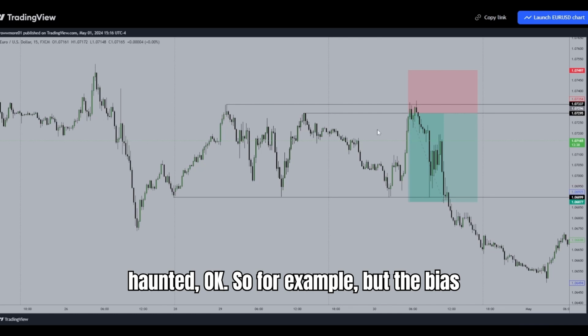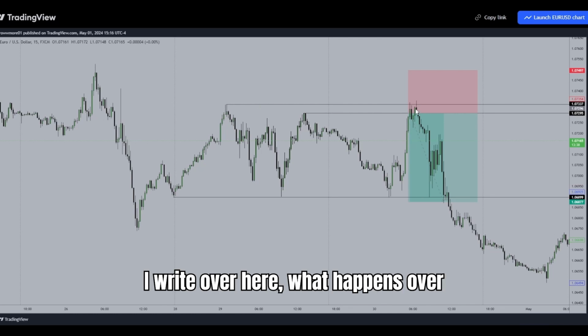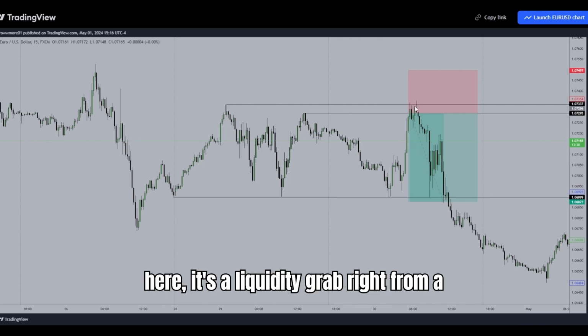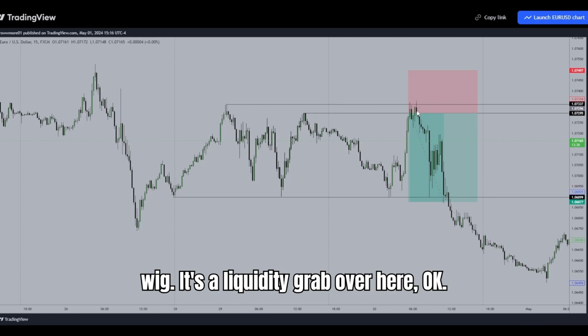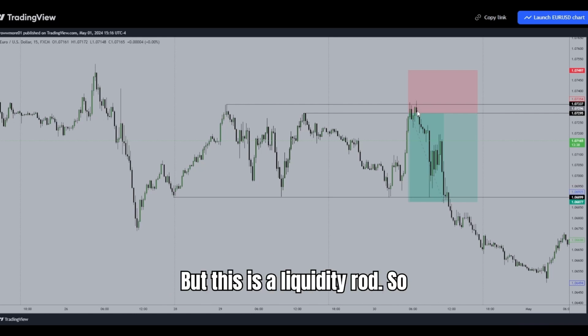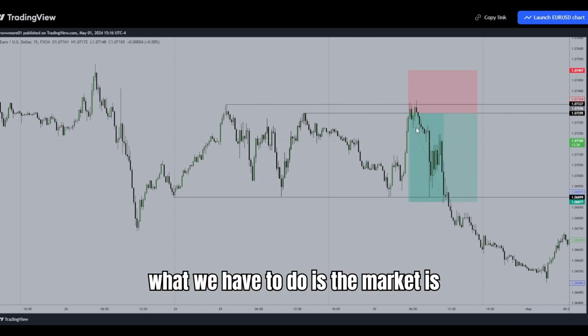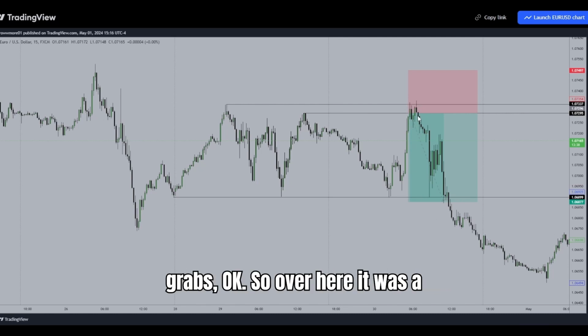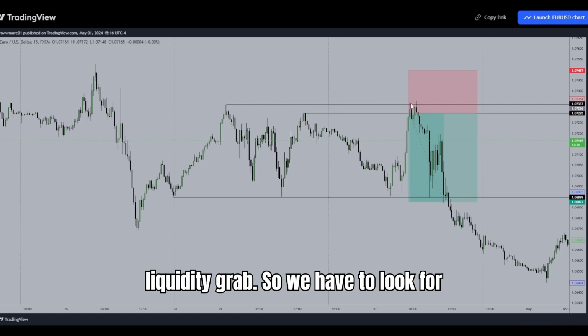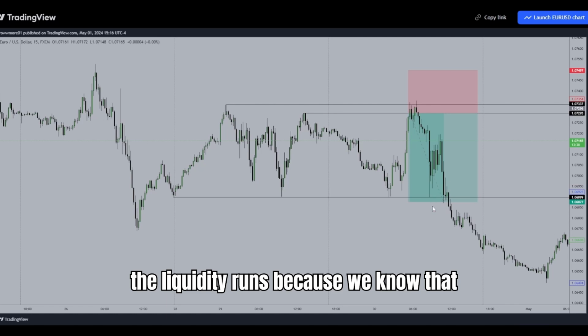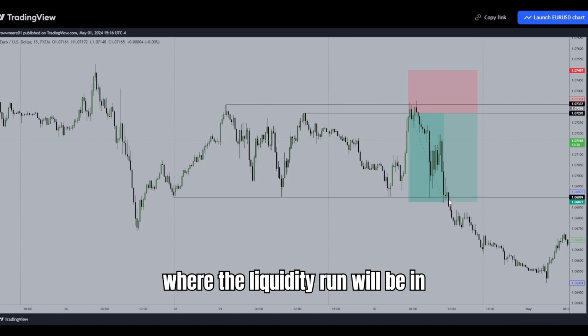So for example, on the buy side right over here, what happens? It's a liquidity grab, right? From a wick, it's a liquidity grab over here. But this is a liquidity run. So what we have to do is, if the market is bearish, we have to look for liquidity grabs. Over here it was a liquidity grab. We have to look for liquidity grabs, not for the liquidity runs, okay?